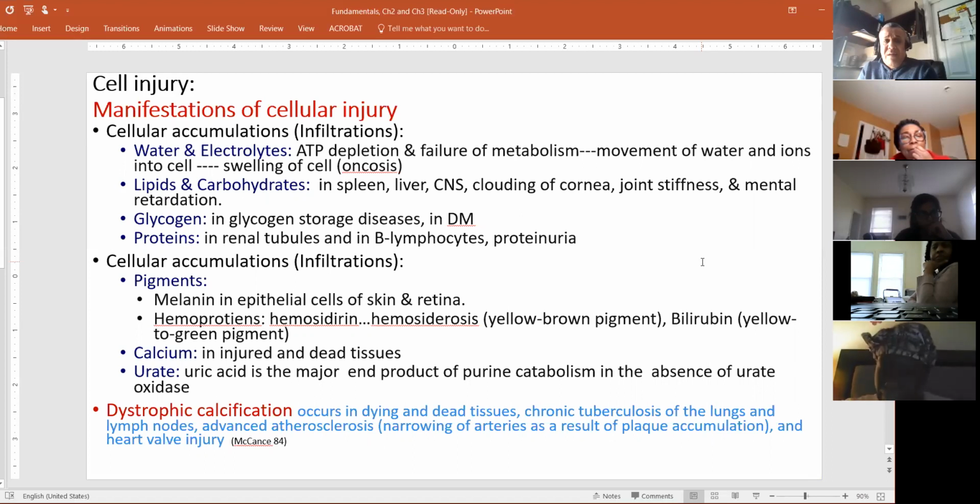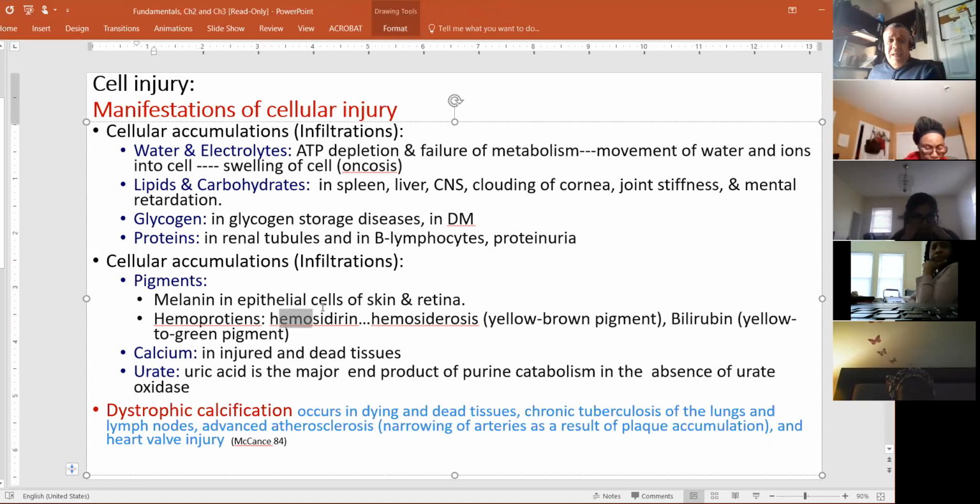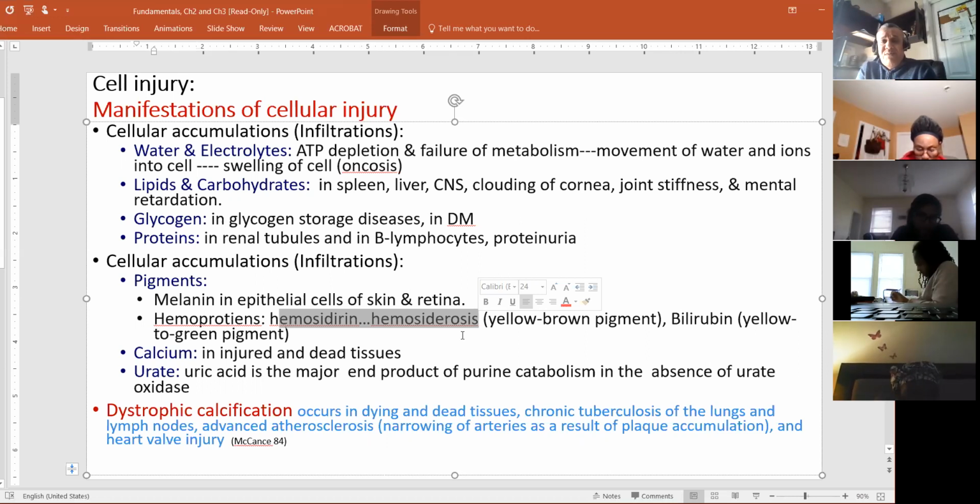The pigment accumulations. An example would be patients who receive, like here we have hemosiderin and hemosiderosis. The hemosiderosis is a byproduct from blood transfusions. Patients receiving frequent blood transfusions, like in severe anemia, let's say thalassemia, which requires that the patient receive frequent blood transfusions, sometimes on a weekly basis.